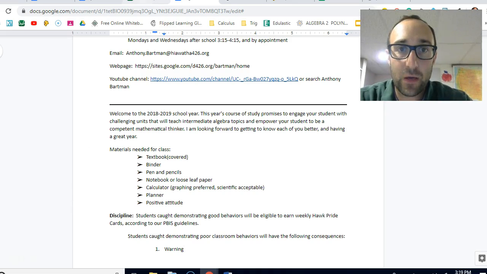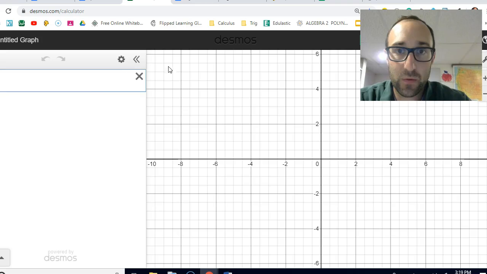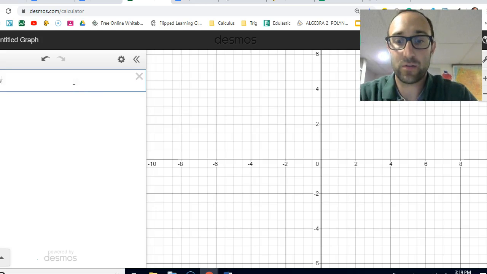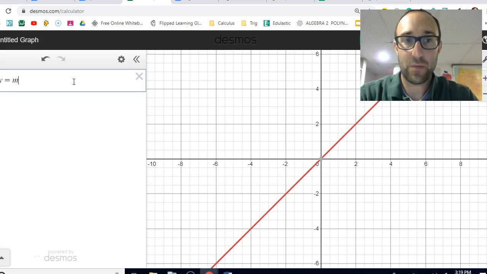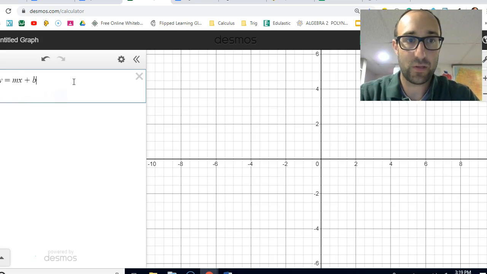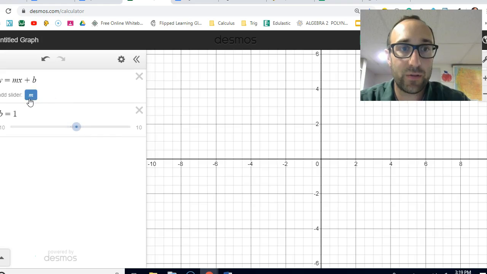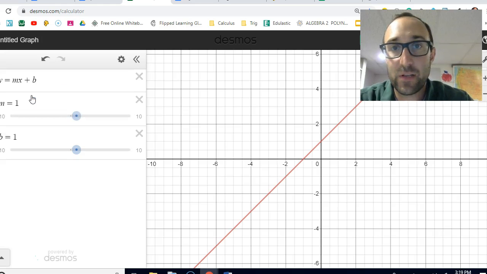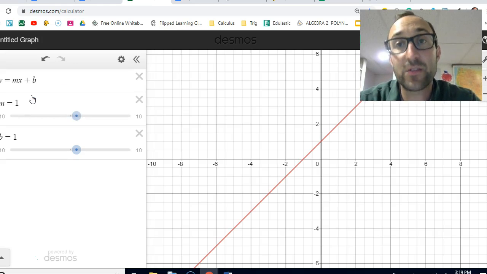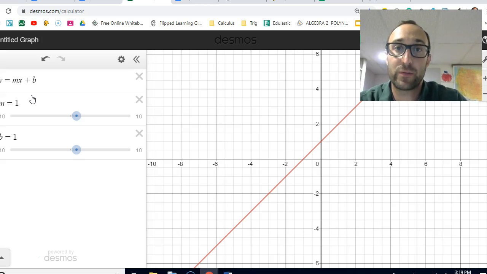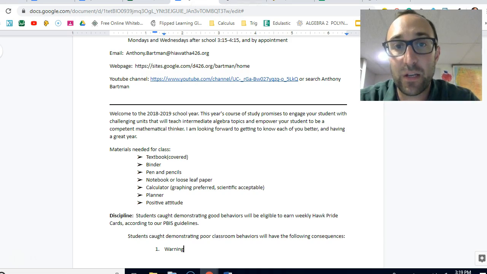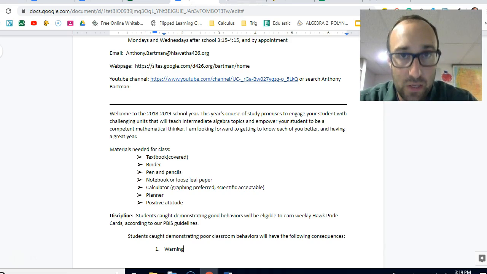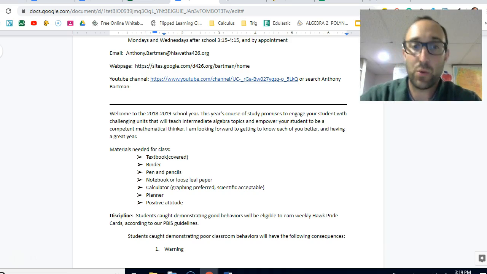And when they get home, they can go to Desmos, which is an online free graphing calculator. You can type in all sorts of things that you would like to, like y equals mx plus b, and you can do all sorts of fun activities with the graphing calculator. It's also an app on your phone that is free to download. So if you are worried about buying a $100 to $150 calculator, you don't have to. We have them in class, and we also have Desmos, so if you're not sure if you want to buy one, you don't have to.